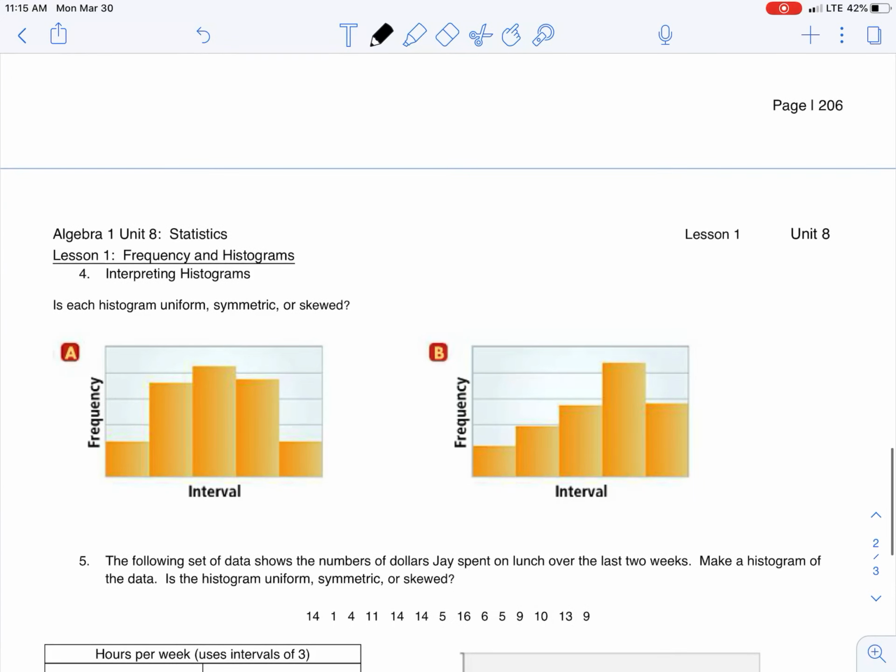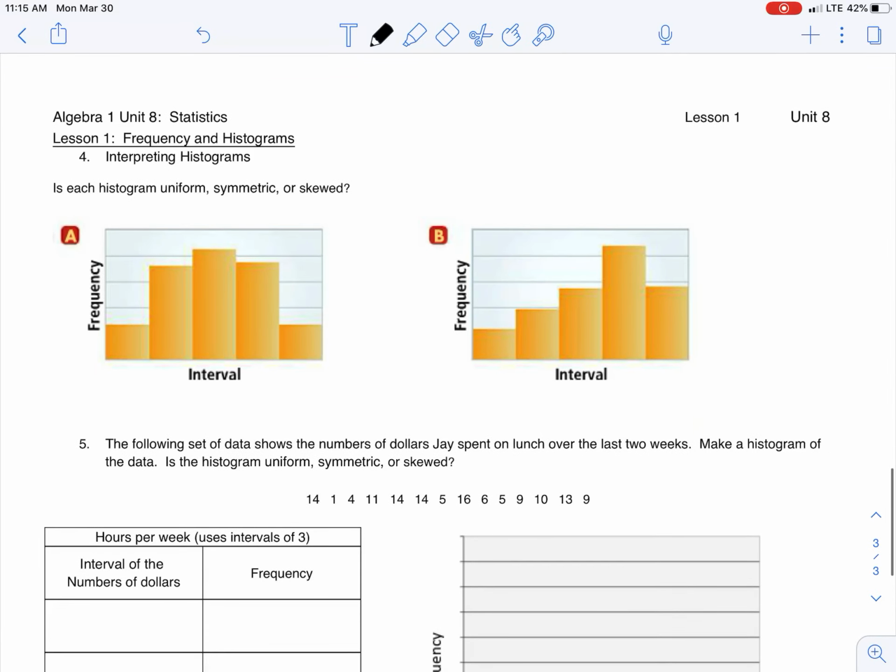Okay. So we're going to interpret A and B here for number 4. We're going to tell whether they're uniform, symmetric, or skewed. If you look at A, I would say this graph is symmetric. If you were to split this graph in half, it would be very similar on both sides. Actually, it looks like this would almost be identical on both sides.